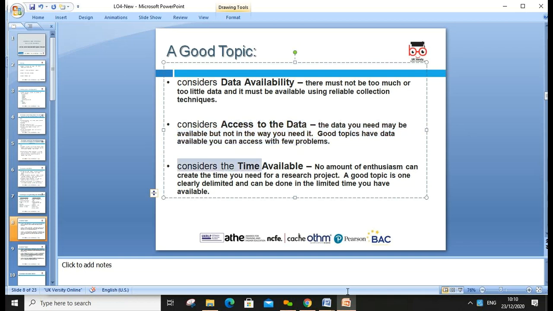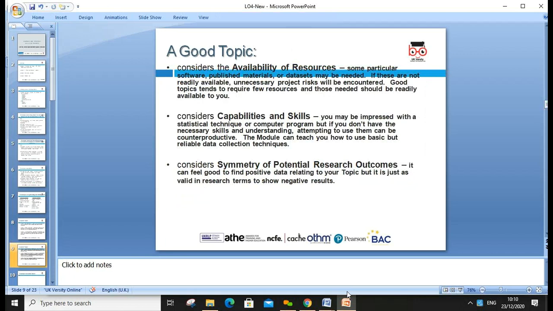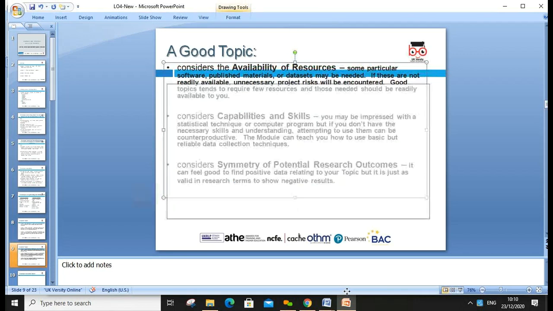Consider the time available. We don't have a lot of time to do research. We just want to develop our idea of how we can do the research.